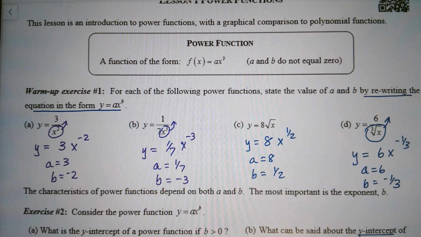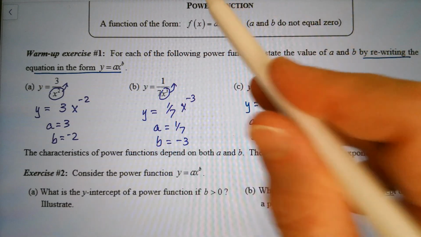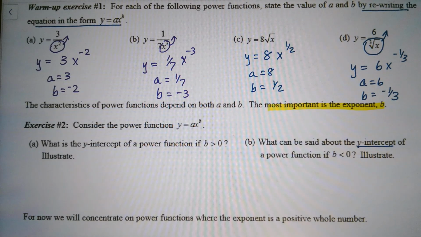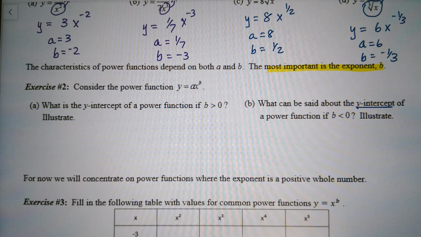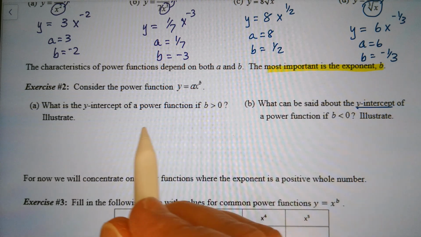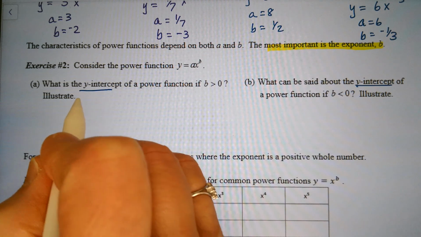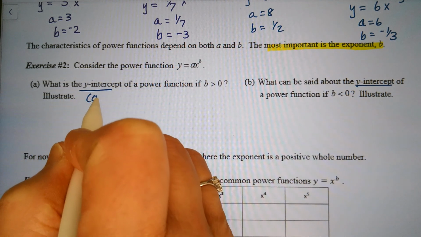The characteristics of power functions depend on both a and b, the most important being the b value, the exponent. Consider the power function y equals a times x to the b. What is the y-intercept of the power function if b is greater than 0? So for a y-intercept, the x-coordinate of a y-intercept is 0.